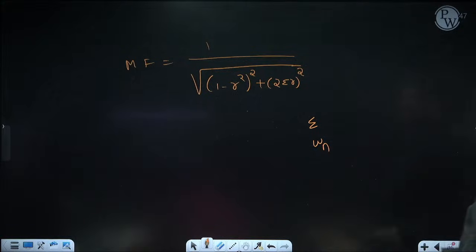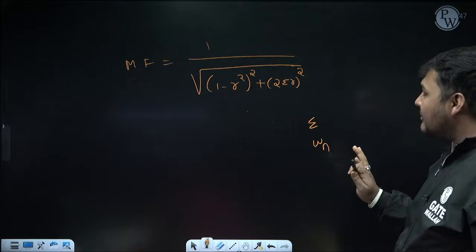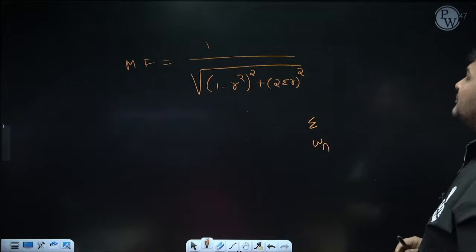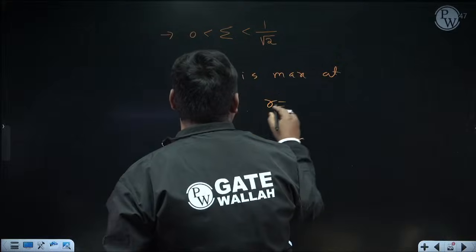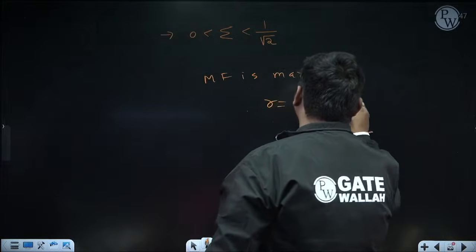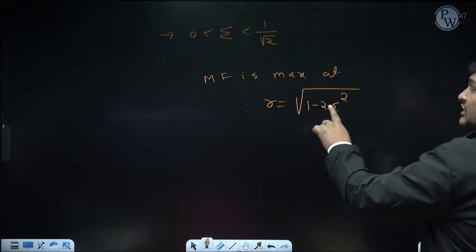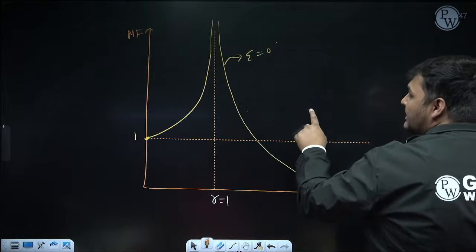You will get the value of R at which MF will be maximum. If you differentiate this equation with respect to R and equate with 0, you will get this expression: R equal to root over 1 minus 2 zeta square. At this value of R, MF will be maximum. This equation is valid even for zeta equal to 0. If you put zeta equal to 0, you will get R equal to 1.